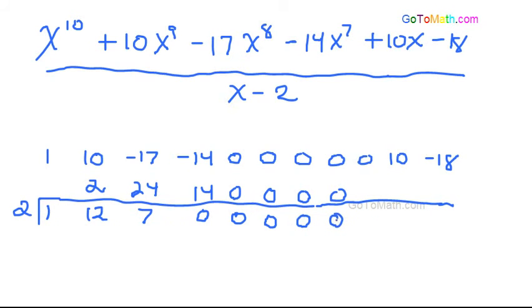2 times 0 is 0. Bring that down. And one more time, 2 times 0 is 0. And that's going to be a 10. And finally, 2 times 10 is 20. So that's going to be a 2 there.